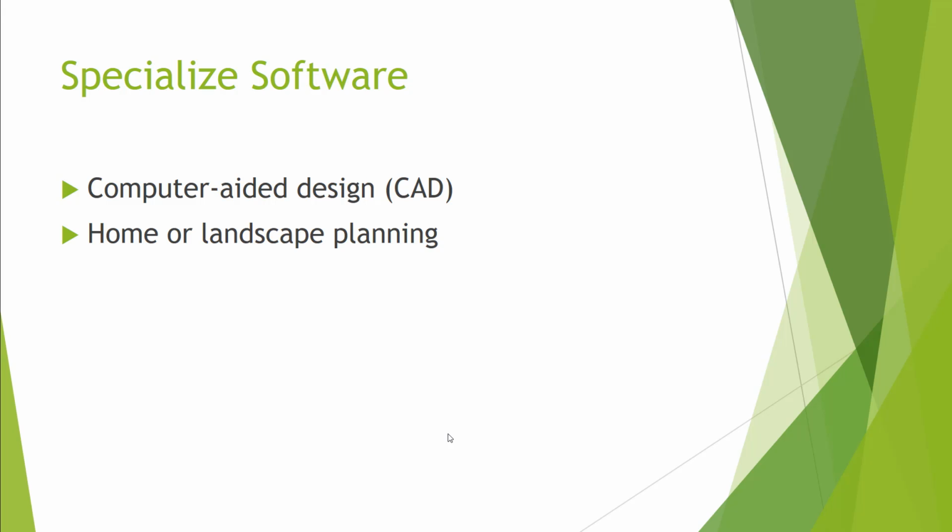You might also have some home or landscape planning software that helps you visualize what your house will look like with all these different trees just hanging around. Again, there are some free versions of CAD software, one of those being SketchUp. You can also look at Table 4.4 in your book.